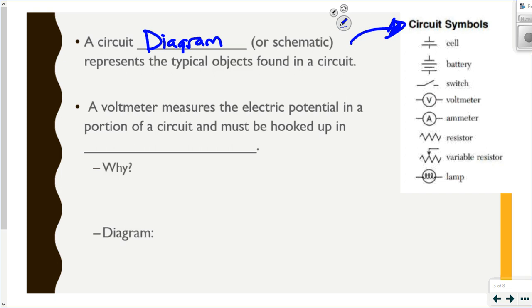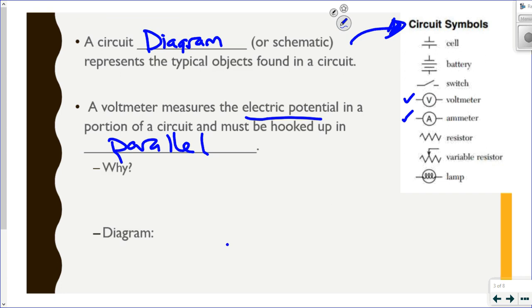Before we can even talk too much about that, we've got to look specifically at our voltmeters and our ammeters and what each of them do. You guys know a voltmeter measures the electric potential in a portion of the circuit, but there's a specific way we hook it up, and we're going to call it hooked up parallel to the circuit components. So what's that look like?